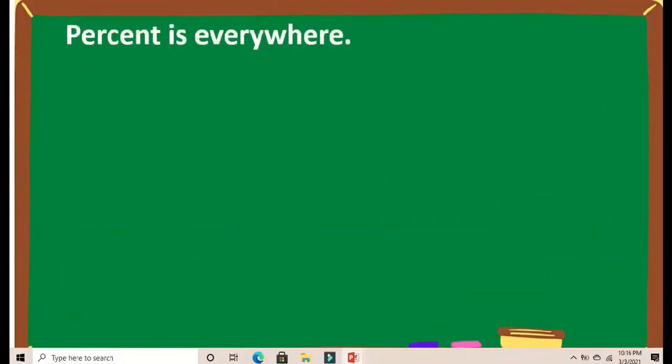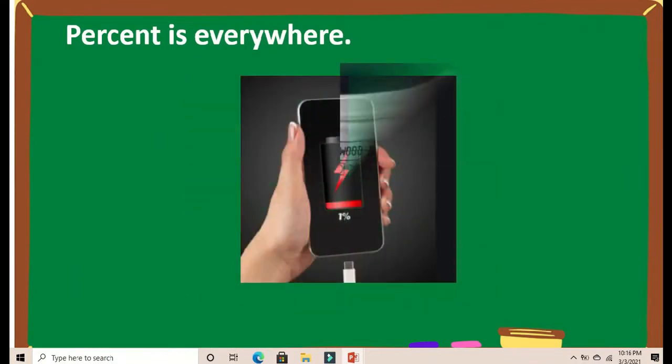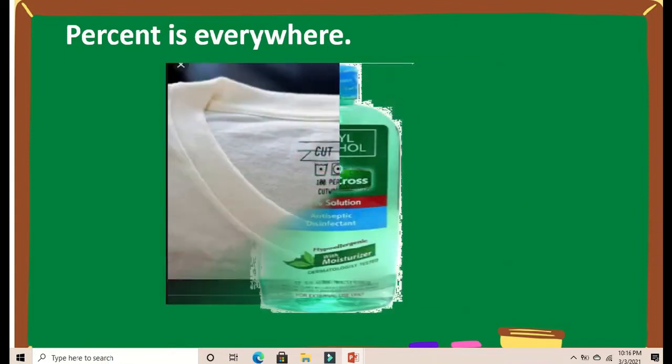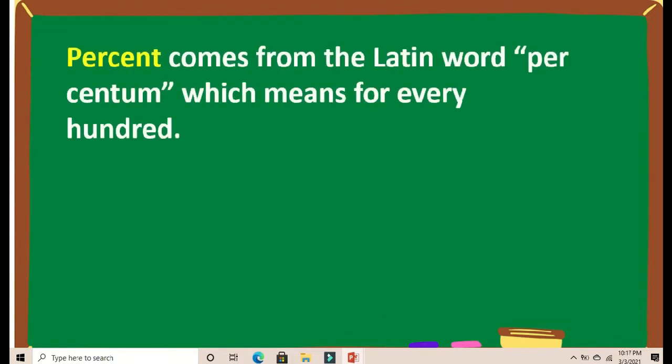Percent is everywhere. You can see it in shopping malls or supermarkets, in your cell phones, or even in the t-shirts you are wearing. Even in the alcohol we use to sanitize our hands, our defense against COVID-19. But what is percent?